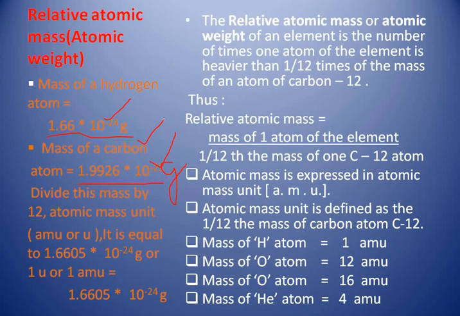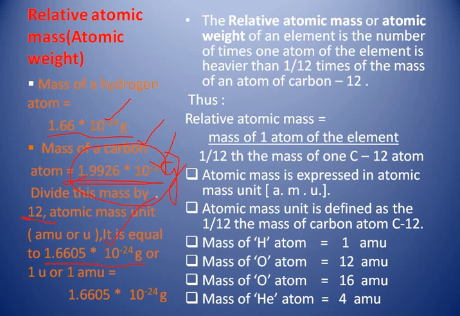Now the first thing is that we are taking the isotope of carbon atom, that is C12. The actual atomic mass of this carbon atom is 1.9926 into 10 raised to power minus 23 gram. अब now divide this mass by 12, or we take its 12th part. The new atomic mass that comes is 1.6605 into 10 raised to power minus 24 gram, and this is the atomic mass unit.